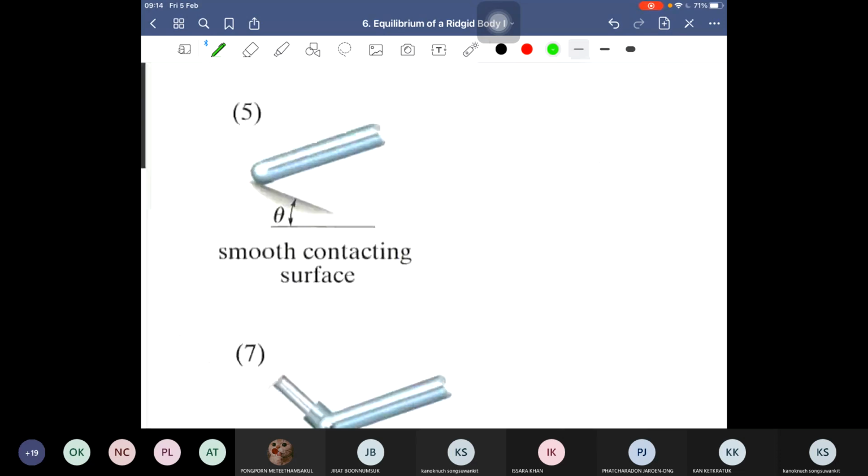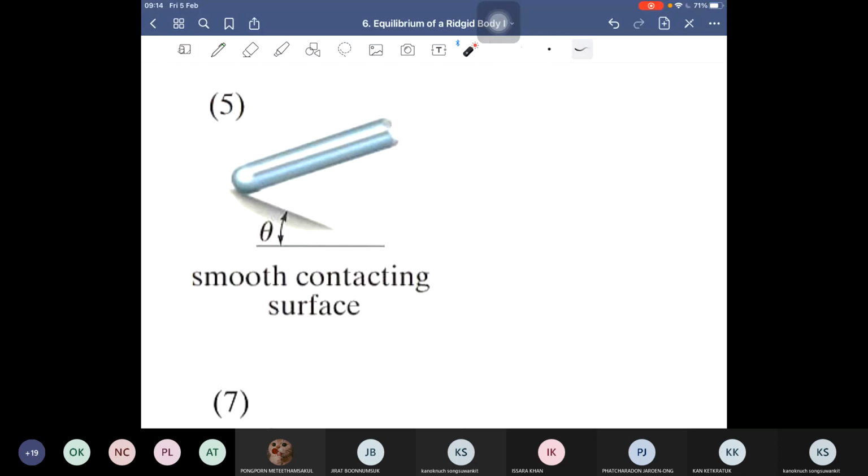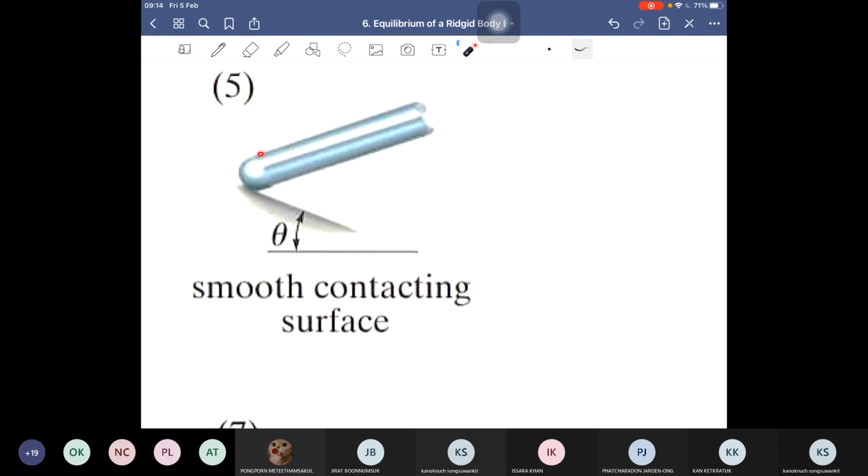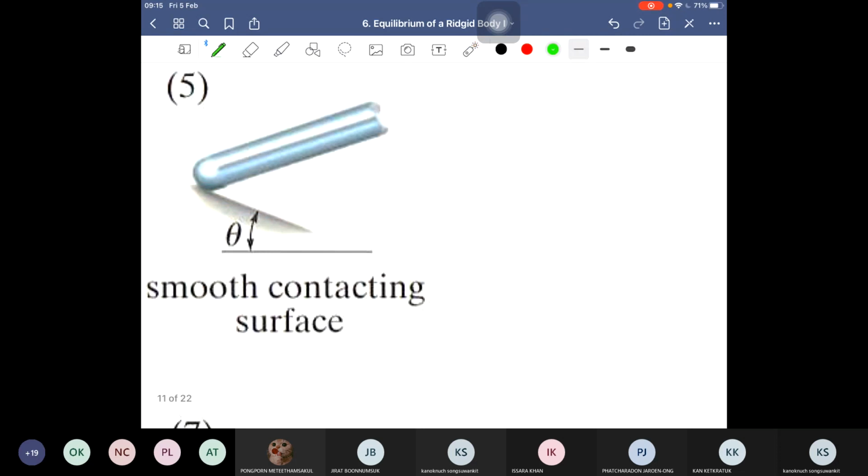Support number 5 is like numbers 3 and 4. You can see that on the curved surface of this slot, the contact surface between the floor and the object is just a small area. So the free body diagram is like support number 4. That is, the reaction force must act on the contact surface and perpendicular to the floor. Always acting toward the body.